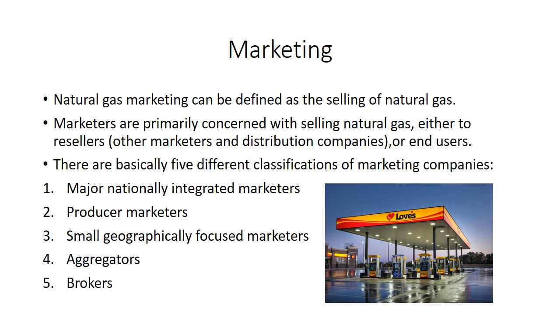Now we will talk about the last part, which is marketing. We can define marketing as selling. Marketers are interested in selling the natural gas either to sellers or to end users. And there are 5 classifications of marketing companies. First one, major nationally integrated marketers, producer marketers, small geographically focused marketers, aggregators, and the last one is brokers.